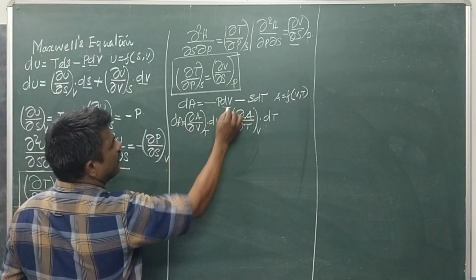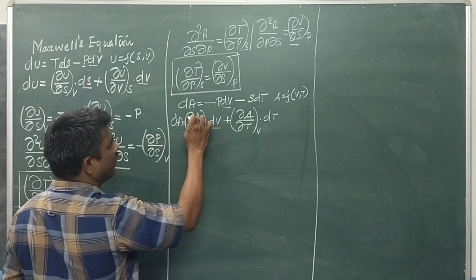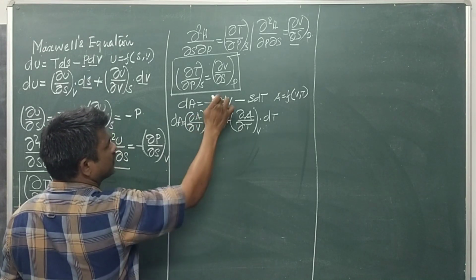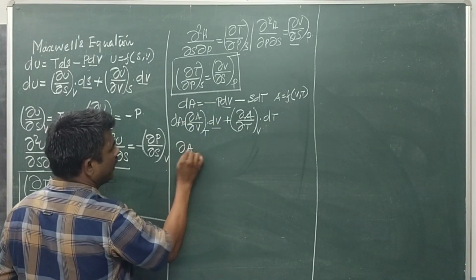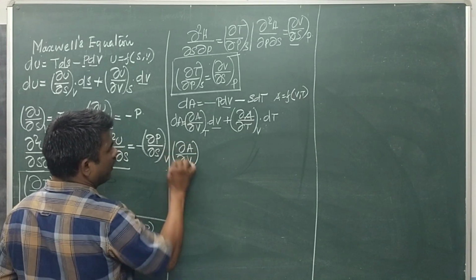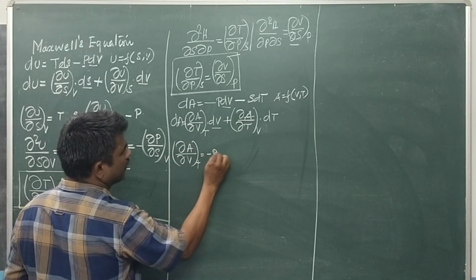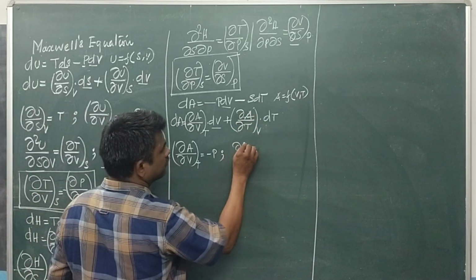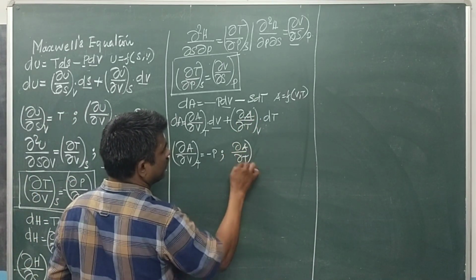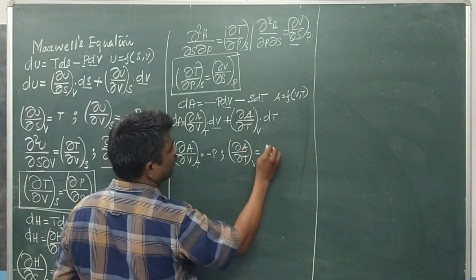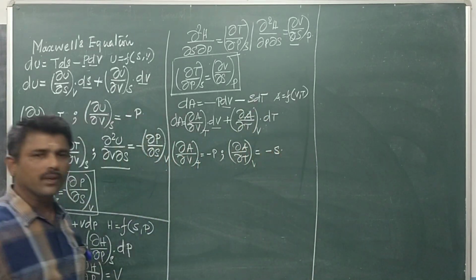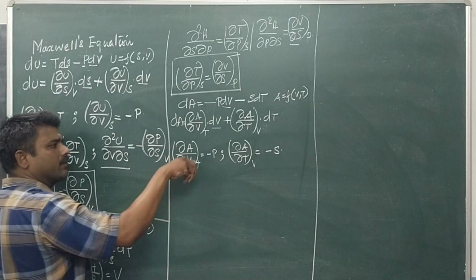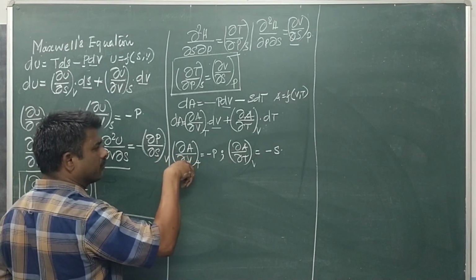Now, dou A by dou V at constant T is equal to minus P. Similarly, dou A by dou T at constant volume is equal to minus S. Clear? Second differentiation with respect to T at constant volume.